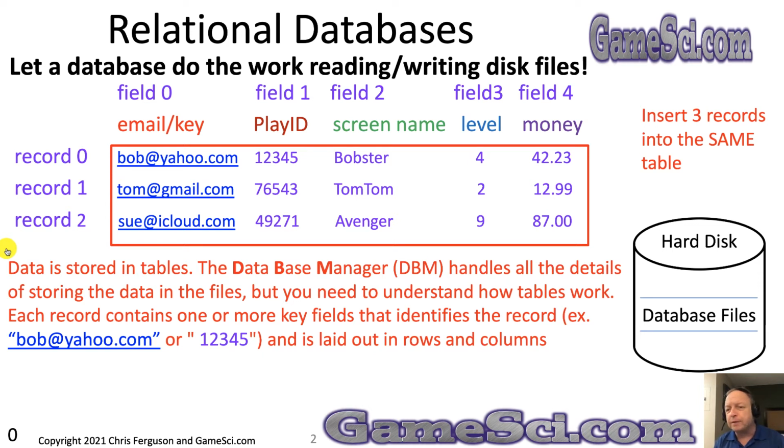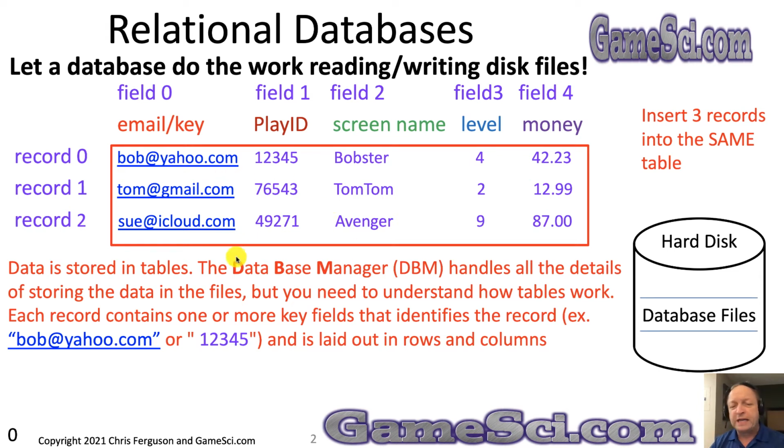Let's start with 3 records. Let's insert 3 records into the same table of a database. Now we're going to do this from a logical standpoint. I'm not going to get into code just yet. I need you to understand how they work before we start writing code to put data into a database. So let's just do a broad overview of how relational databases work, and then we'll get into the code next lesson. Data is stored in tables. The database manager, or DBM, handles all the details of storing the data in the files. But you do need to understand how tables work and how files work to really understand how a database works.